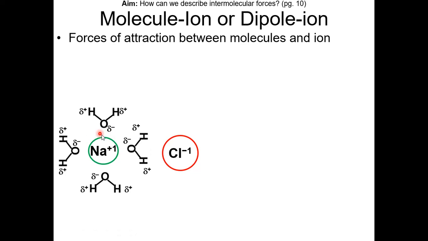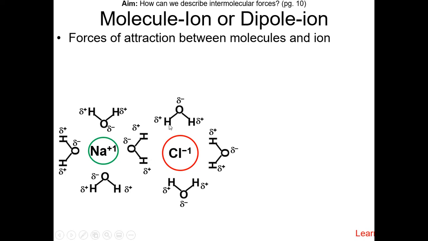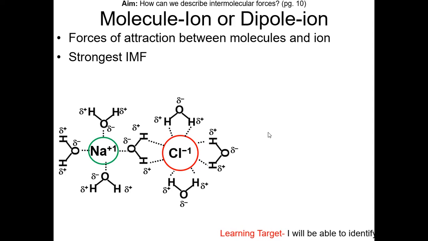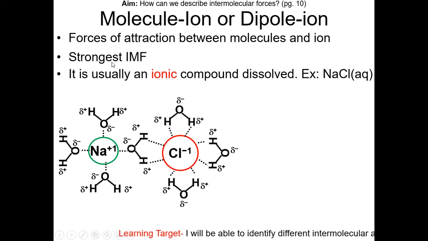The partial negative charge of the oxygen is facing the positive sodium. For the chlorine, it will be the partial positive hydrogen that will be facing the chlorine. And they will interact with each other. So the dashed lines represent the molecule-ion intermolecular force. Molecule-ion is the strongest intermolecular force.